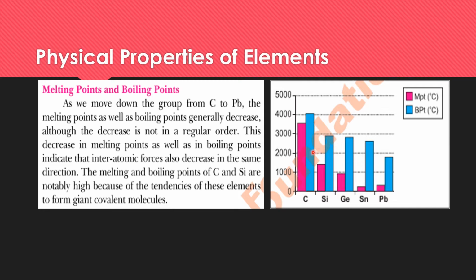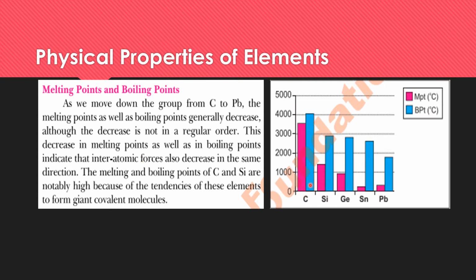As we move down the group, the size of the atom is increasing, and when the size of the atom increases, the distance between the nucleus and valence electron increases, and as a result interatomic forces also decrease. And due to the decrease in these interatomic forces, melting and boiling point of the elements decrease down the group.